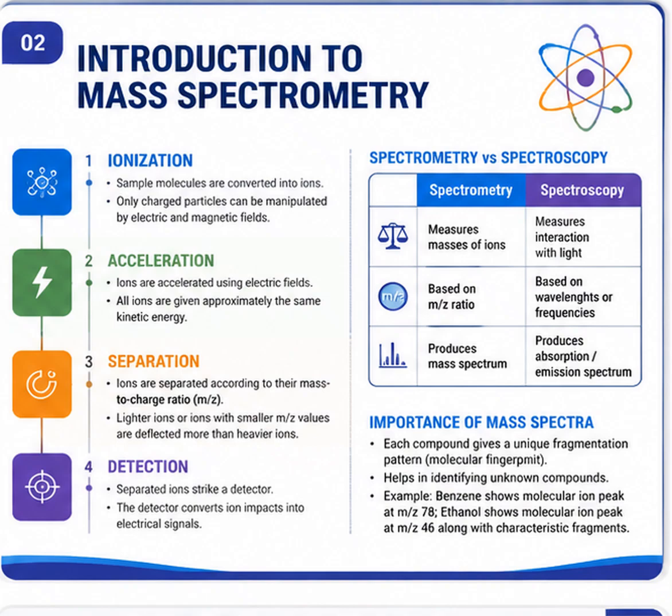The final step is detection. The separated ions strike a detector, which converts their impacts into electrical signals. These signals are processed to produce a mass spectrum.